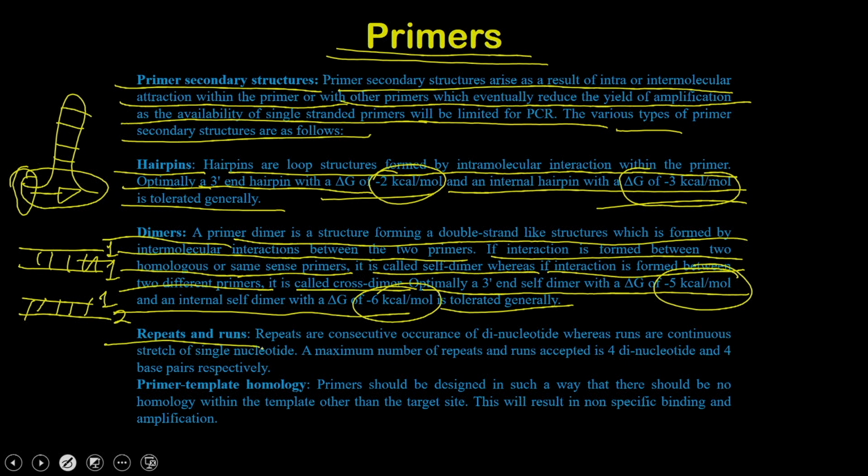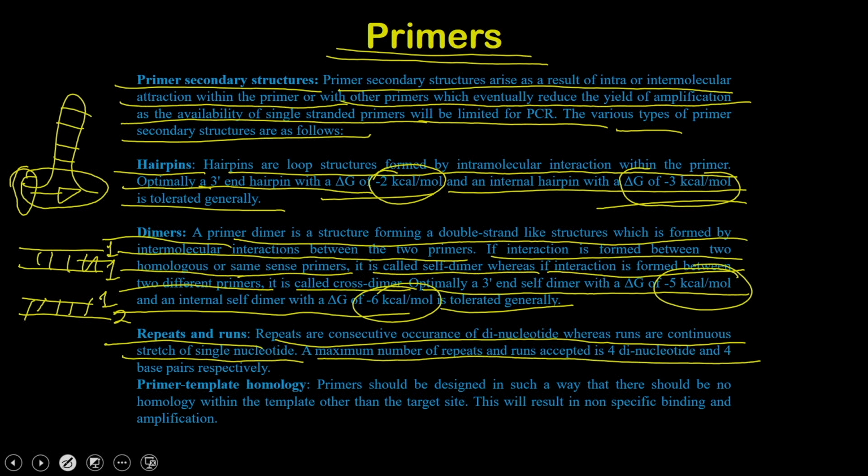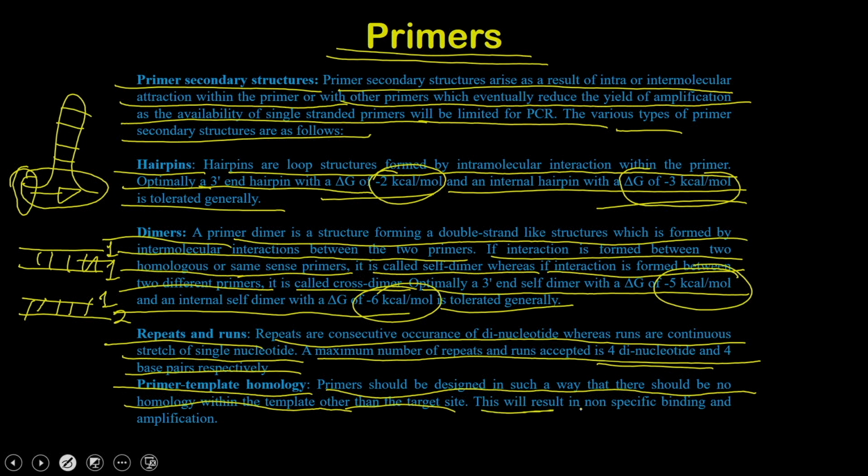Then you are going to have the repeats and the runs. Repeats are consecutive occurrences of a dinucleotide, whereas runs are a continuous stretch of a single nucleotide. The maximum number of repeats and runs accepted is 4 dinucleotides or 4 base pairs, respectively. Then you have the primer-template homology. The primer should be designed in such a way that there is no homology within the template other than the target site. Otherwise this will result in non-specific binding and amplification.